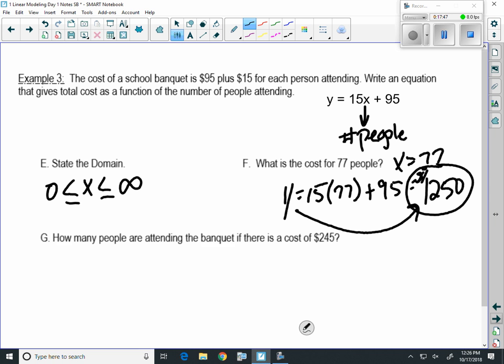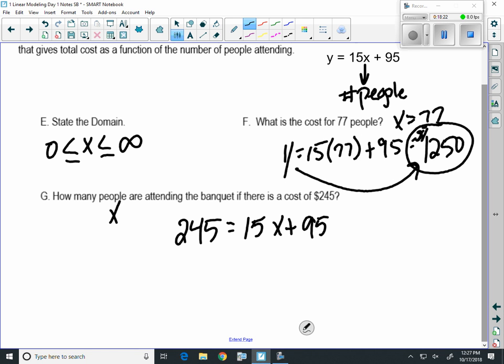All right, part G is a little bit different. How many people? People is what? X. So how many X? That means we're solving for X, right? So how many people are attending the banquet if there's a cost of $245? What's this going to look like? Yes, you set $245 equal to your equation. All right, make sure we're focused here. Now what are we trying to do? We're trying to solve for X. Okay, so go ahead and solve for X. I know that you can do that. Go ahead and get X by itself.